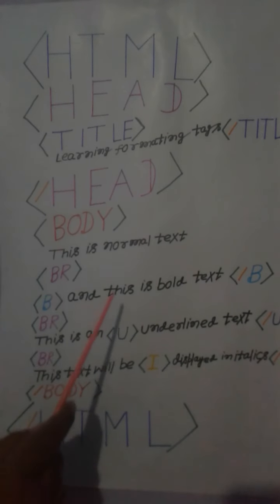Look, this text is bold, and this is underlined text. And look, how can we do it? My dear students, open your notepad and type these HTML tags to make your text bold, italic and underlined.